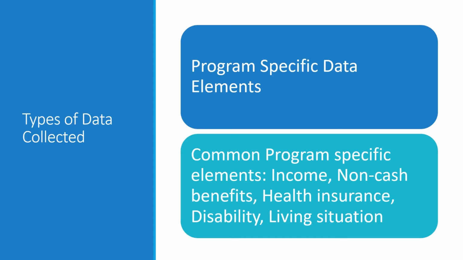Another kind of data we are required to gather are program-specific data elements. These are additional data elements required by at least one of the HMIS federal partner programs. They can include income, non-cash benefits, health insurance, disabilities, domestic violence, current living situation, date of engagement, bed night date, coordinated entry assessment.